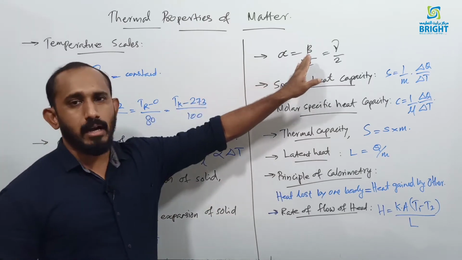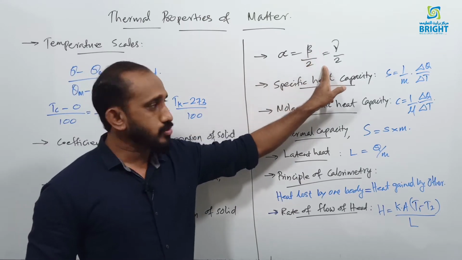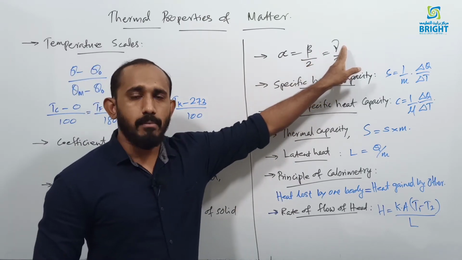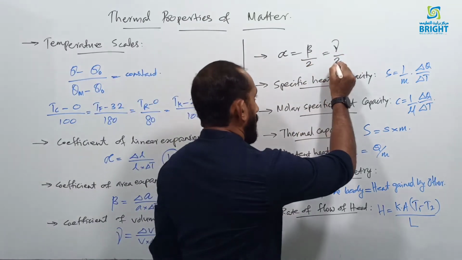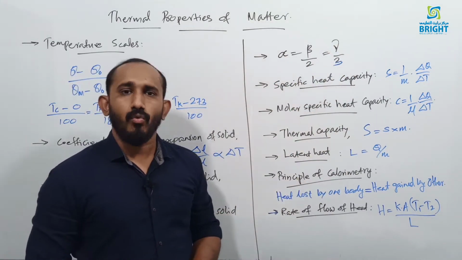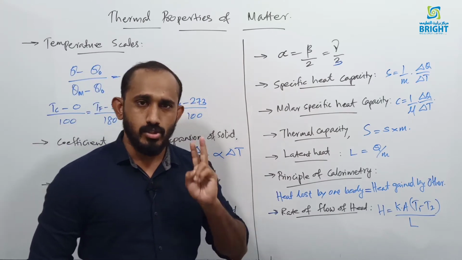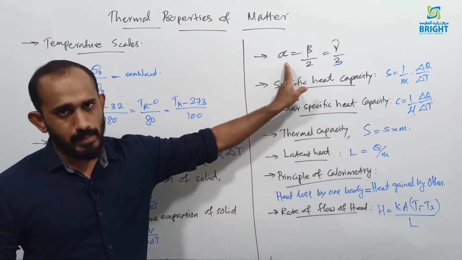These three, alpha, beta, gamma, are related this way. Alpha is equal to beta by 2, and that is again equal to gamma by 3. So gamma will be 3 times alpha. Volume expansion will be 3 times the linear expansion, and area expansion will be 2 times the linear expansion.